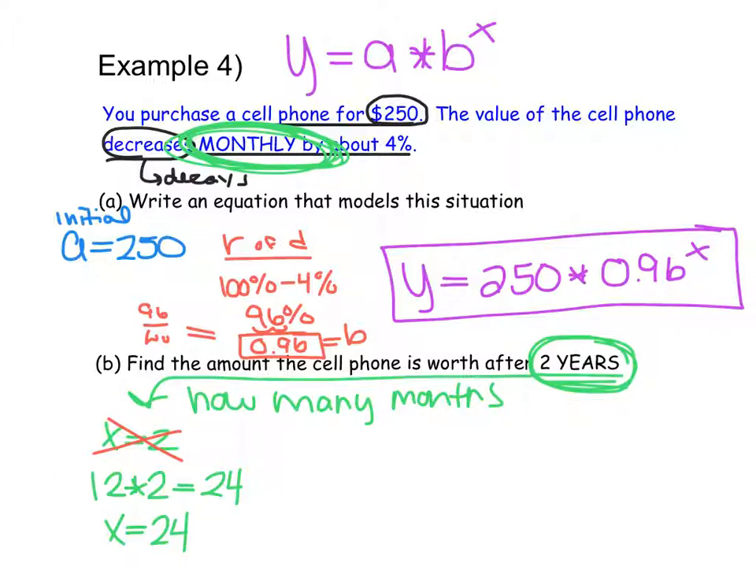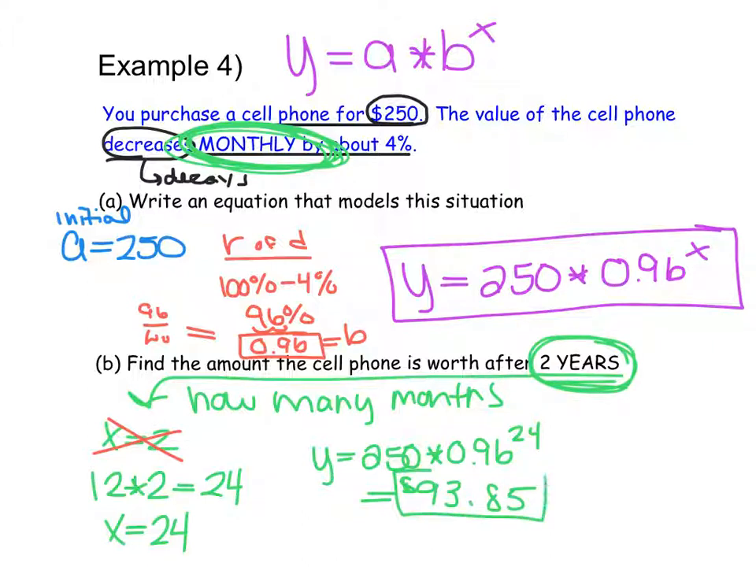So now if I take my equation and I substitute in 24 for x, so I have y equals 250 times 0.96 to the power of 24. If I substitute that in there, what I find is that my phone is worth approximately $93.85. So after 2 years, while it's still worth some money, it's not worth nearly as much as it was worth to start.